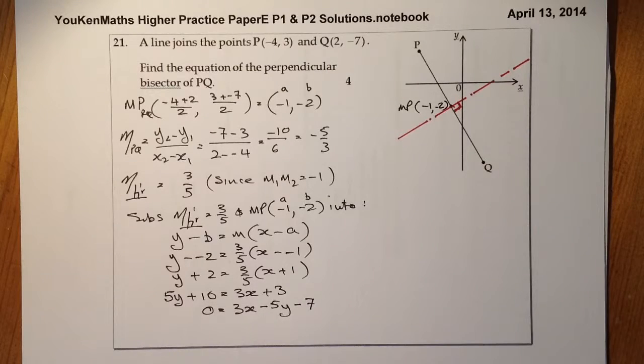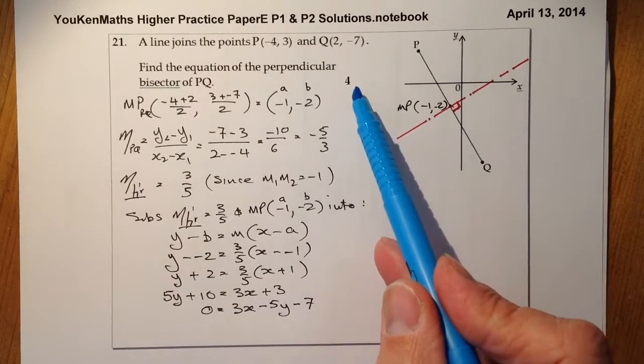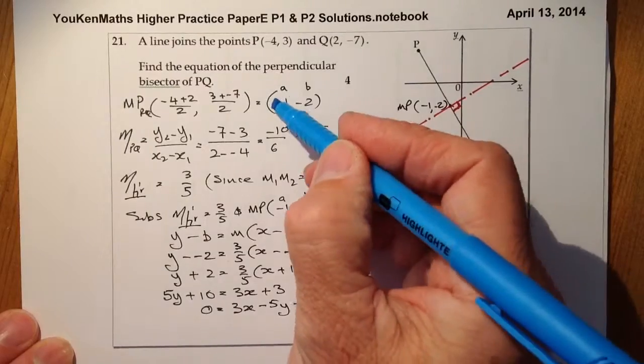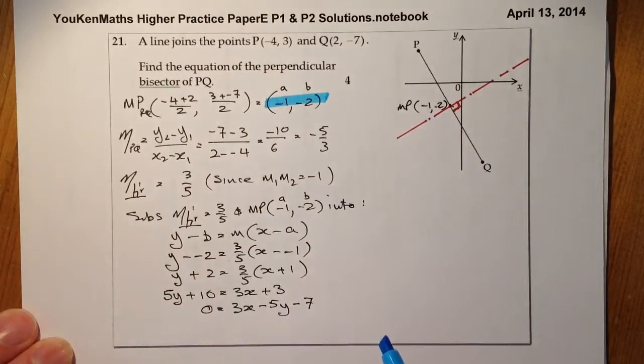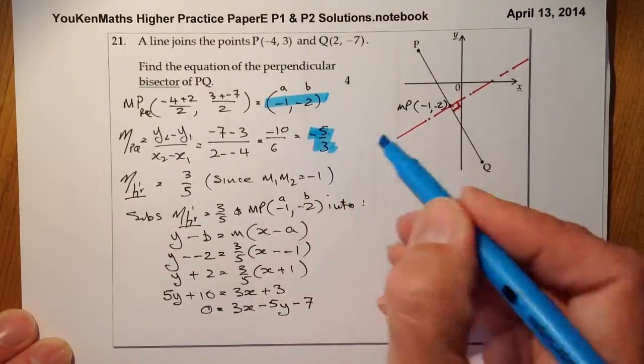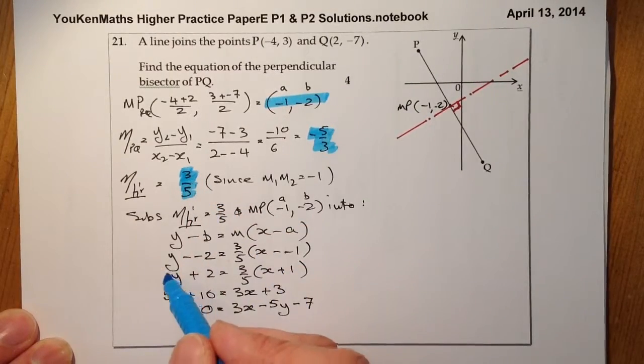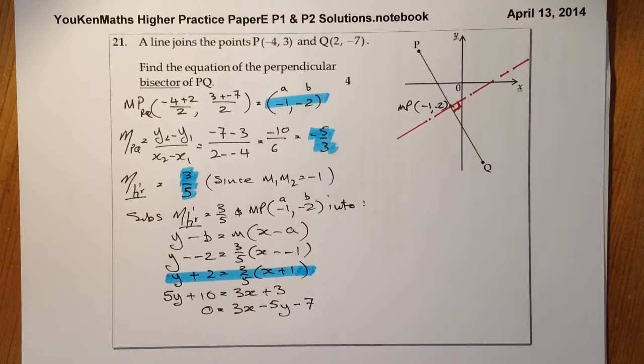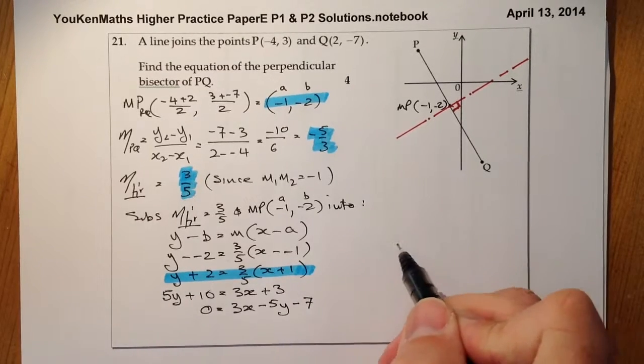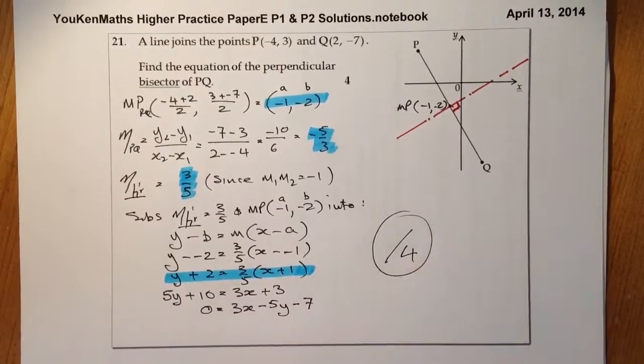Right, what we've got here is 4 marks for this question. I'm going to get 1 mark for getting the midpoint, 1 mark for getting the gradient of PQ, 1 mark for the perpendicular gradient, and we'll get 1 mark for writing down the equation of the straight line, the perpendicular bisector. Okay, that's out of 4 marks, and that's us done.